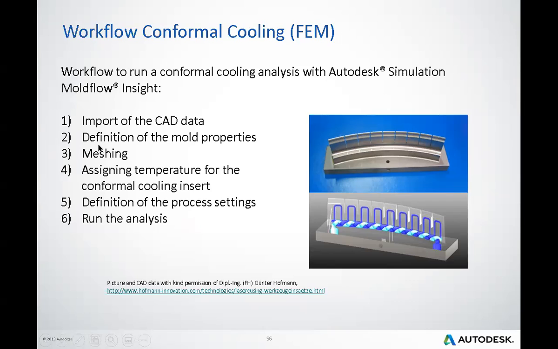And then the second step is definition of the mold properties. The third is meshing. We do the meshing in three things: the part, the cooling channel, and the mold component. And then the fourth step, we assign the temperature of the conformal cooling insert. And then the fifth step, we do the definition of the process settings. And then after that, we can run the analysis.